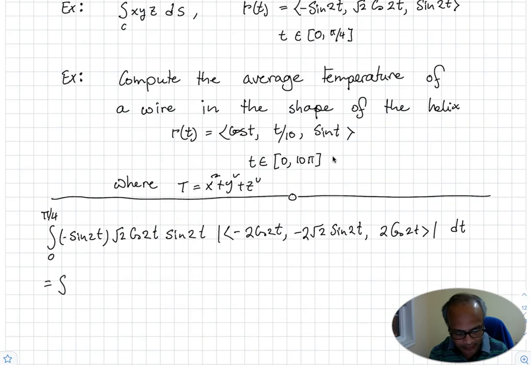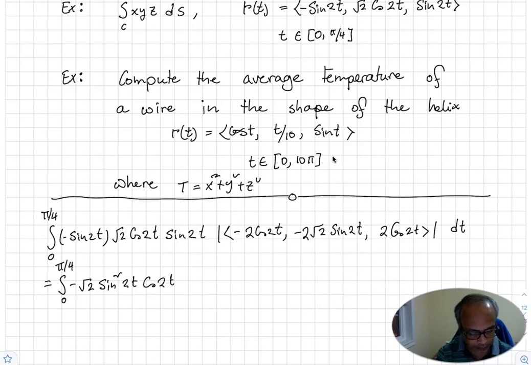Now we can see the integration is not a complicated one. We can simplify. You can see here sine of t, you can write it as sine squared 2t, sine of 2t, sine of 2t. So negative square root of 2 sine squared 2t cos 2t.